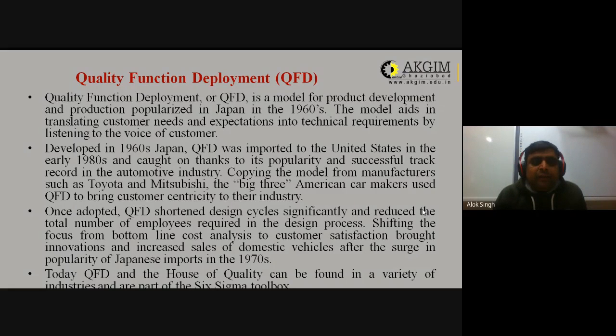So today QFD and the House of Quality can be found in a variety of industries and are part of the Six Sigma toolbox. If you talk about Six Sigma, earlier I talked about another tool, benchmarking. For that you may also use this QFD to check where you are performing and where your customers are performing. So you may consider it a tool for Six Sigma, as well as benchmarking, as well as TQM, total quality management, also.